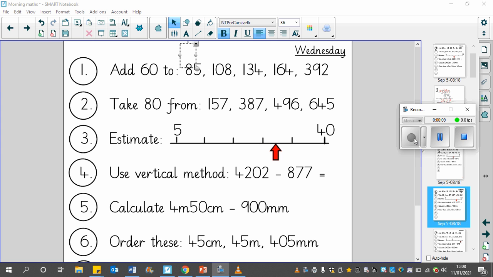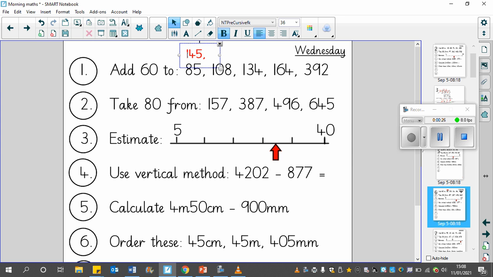Add 60 to 85. Well, 60 add 80 is 140. Oops, it does it again. Keep forgetting that. Right, 140. And of course the ones don't change, so therefore the answer for that question is 145.